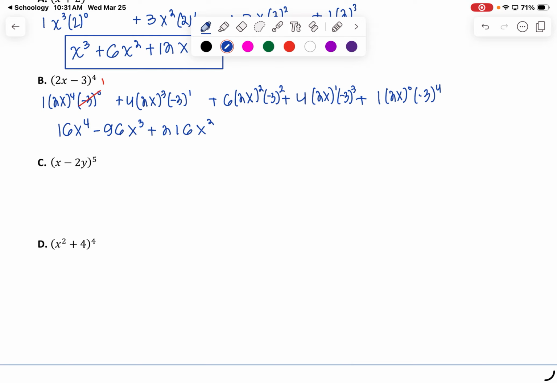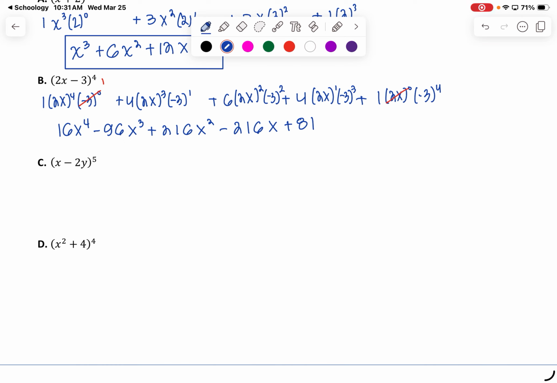And then we have 4 times 2 to the x times 27. So 27 times 4 times 2. 27 times 4 times 2 is 216 also. So plus 216x. And then this is 1 times 1 times 81. Nope, I messed up my sign there. That is a negative 216 because it's a negative 27. I forgot to put down the negative 27. And negative 3 to the fourth is 81, positive 81. So there is my binomial expansion.